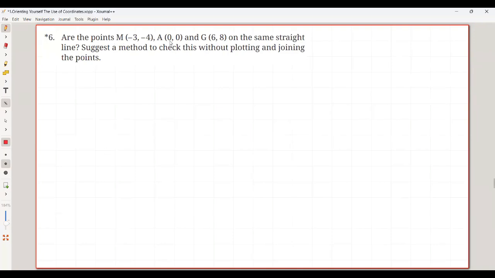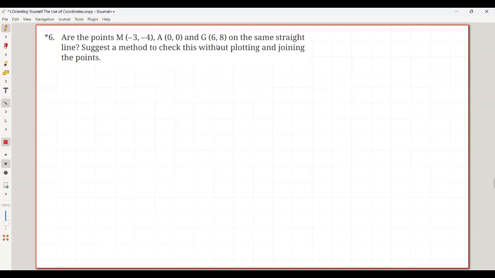Are the points M, A, G on the same straight line? Suggest a method to check without plotting and joining the points. Without the graph, you have to check whether the points M, A, G are lying on the same straight line. For this, we are going to use the collinearity concept. The 3 points are on a straight line when the condition MA plus AG equals MG is satisfied. Then we can say these 3 points are lying on the same straight line. Otherwise, they are not.